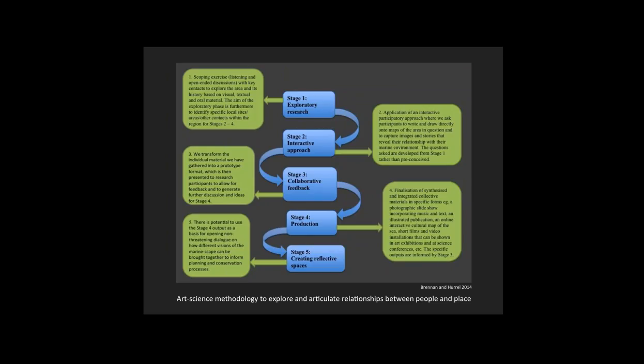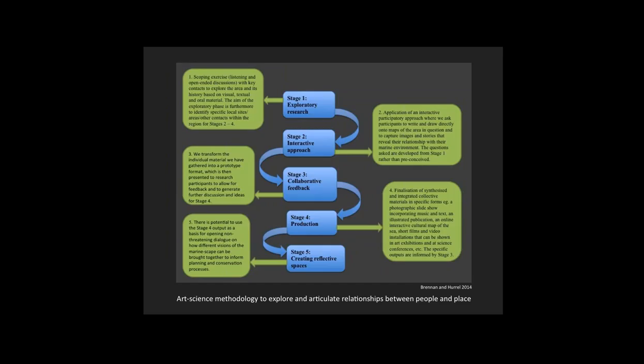The overlapping interest we both have is trying to understand and articulate and make visible the shifting nature of the relationships between people and place. So as I take you through the research that I did on Barra in terms of the conflict and the other art science collaborations I was involved in, I'll identify the different stages of this methodology as I go through it.